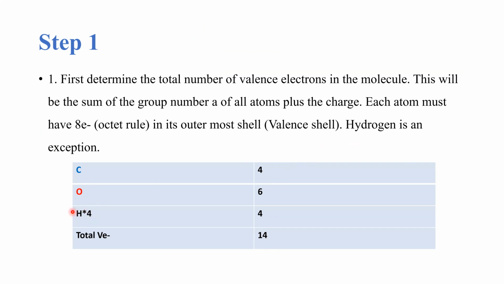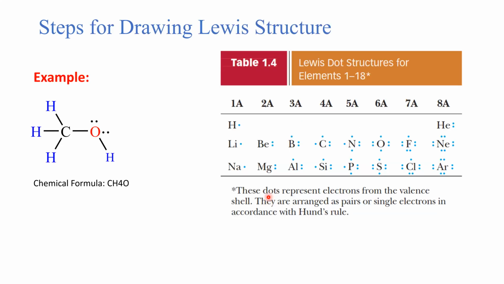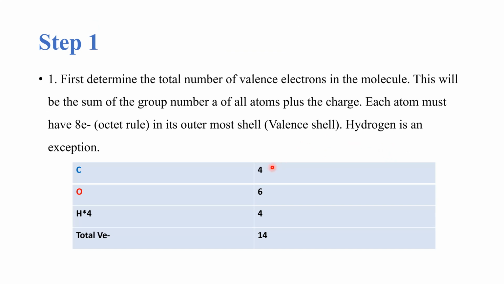So there are four hydrogens in total, and each hydrogen has one valence electron. So the overall contribution of the hydrogens is four. Oxygen has six electrons in its outermost shell. I can refer to this. You can see 2, 4, 5, and 6, right? And for the carbon, it has 4. So 4, 6, 4, we get a total of 14 valence electrons for the molecule.